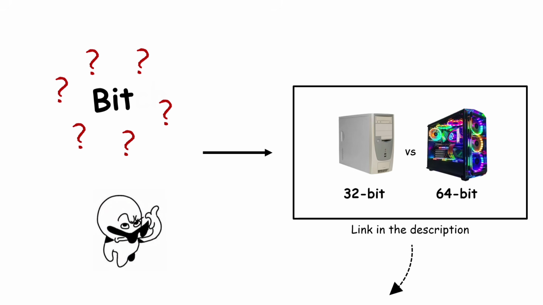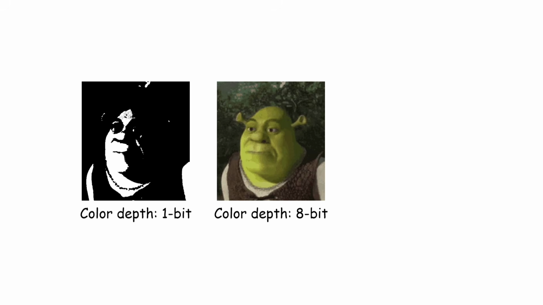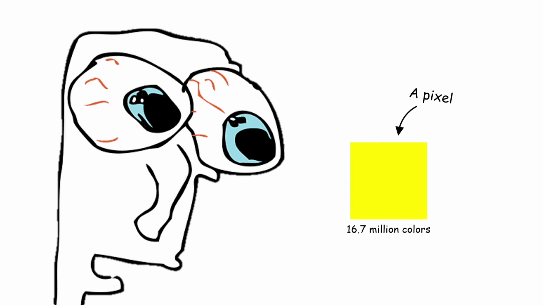If you still don't know what a bit is in 2026, I suggest you first watch this video. Anyway, if we increase the color depth to 8 bits, we get 256 different colors for each pixel, which is exactly the color depth that a GIF file has. By increasing the color depth and bringing it to 24 bits per pixel, we reach the huge number of 16.7 million colors. 16.7 million colors for each pixel.